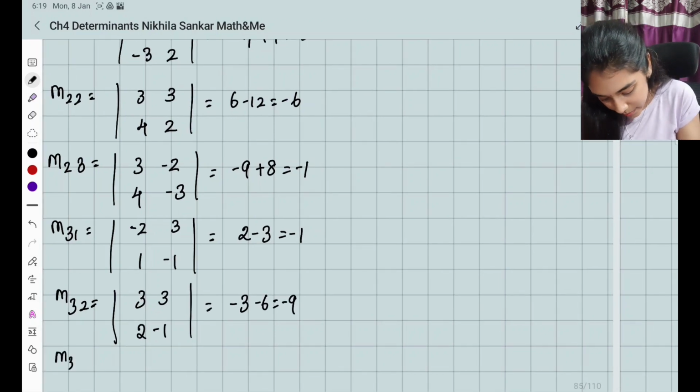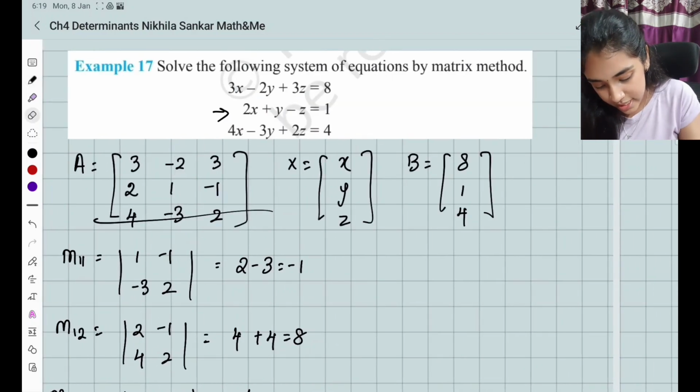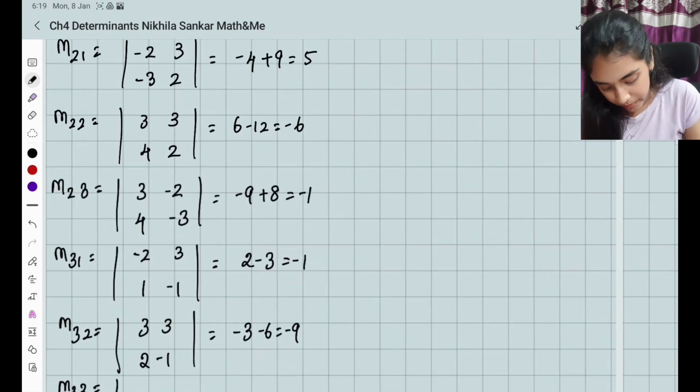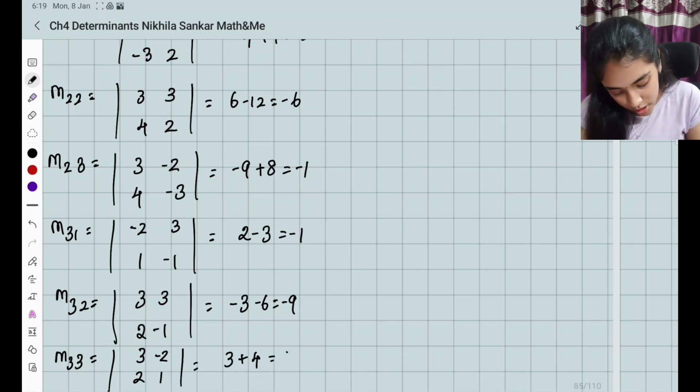Okay. Then the last element, M33, is going to be the determinant of, when I erase this, the last element is 3 minus 2, 2, 1. So this is 3 minus of minus 4. So this is going to be 7.